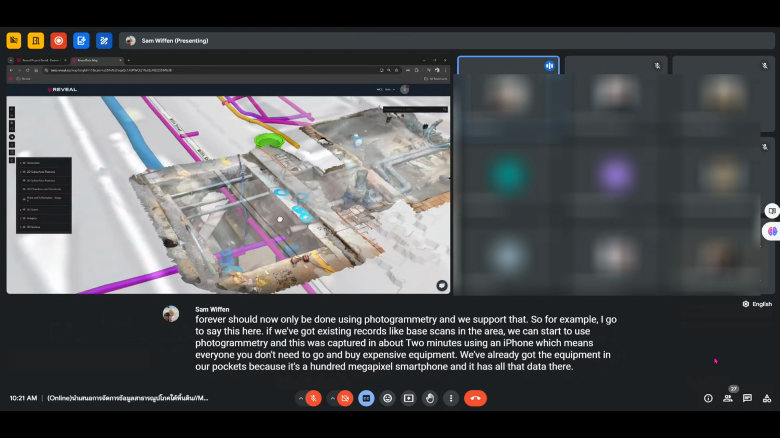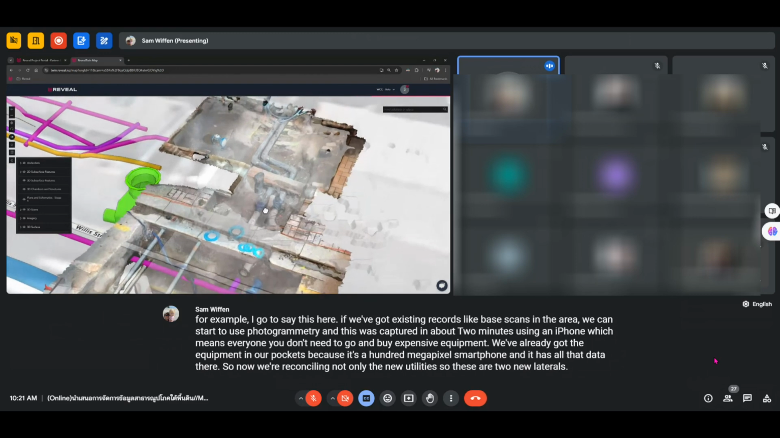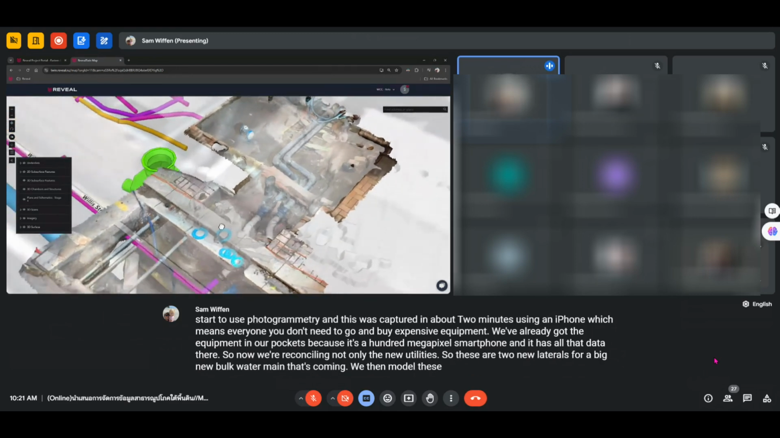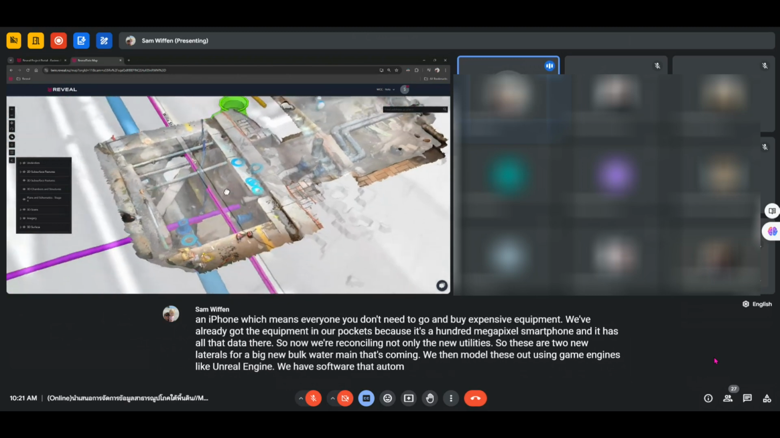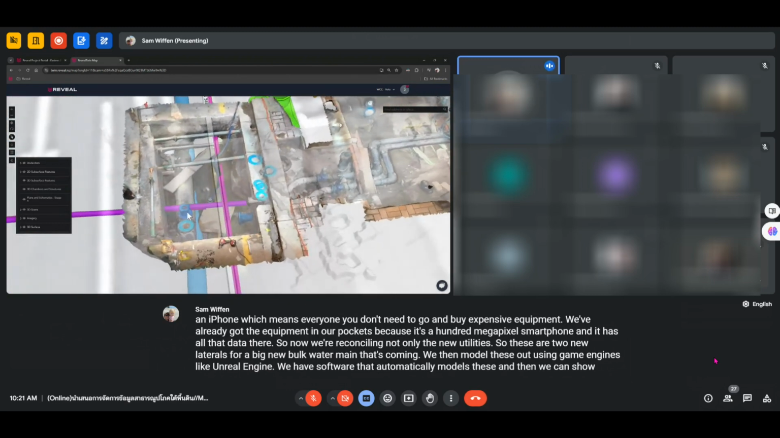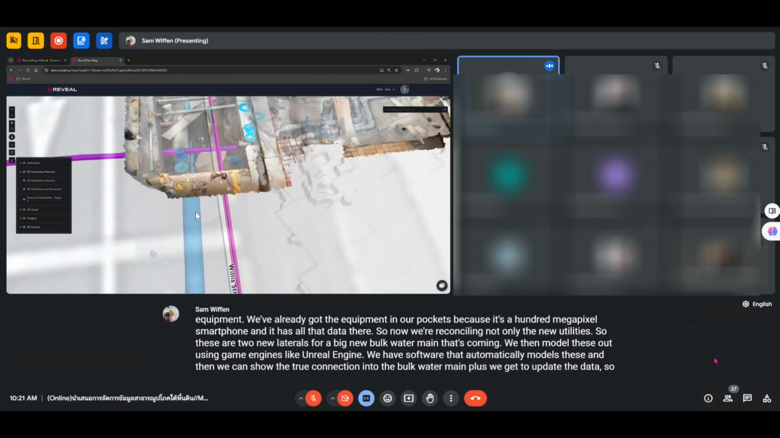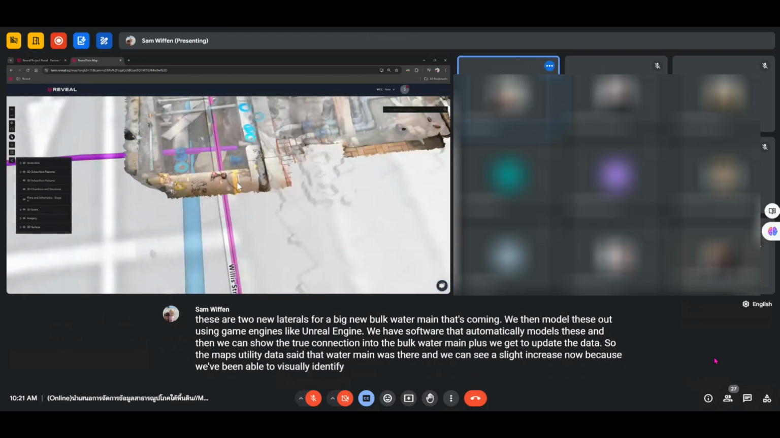We've already got the equipment in our pockets because it's a 100 megapixel smartphone and it has all that data there. So now we're reconciling not only the new utilities, so these are 2 new laterals for a big new bulk water main that's come in. We then model these out using game engines like Unreal Engine. We have software that automatically models these, and then we can show the true connection into the bulk water main. Plus we get to update the data. So the mapped utility data said that water main was there, and we can see a slight increase now because we've been able to visually identify this.